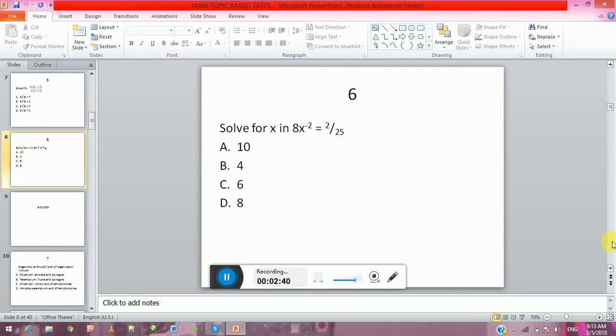Solve for x in 8x to the power minus 2 equals 2 over 25. A. 10. B. 4. C. 6. D. 8.